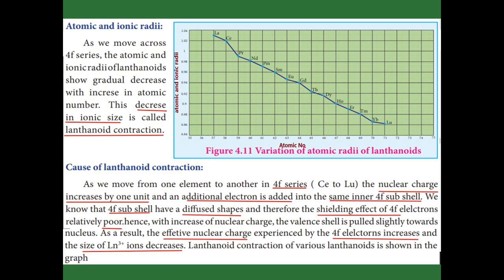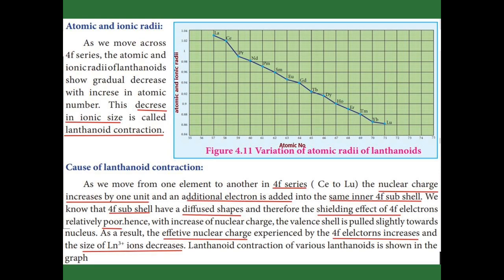We know very well that when the atomic number increases, the number of electrons also increases, and they enter the same inner orbital, that is the 4f orbital. In the same way, there is an increment in the nuclear charge also. And the 4f subshell has a diffused state, so because of the diffused state, the shielding by 4f electrons is very poor. So the 4f electrons are pulled towards the nucleus, because the effective nuclear charge experienced by the 4f electrons also increases.